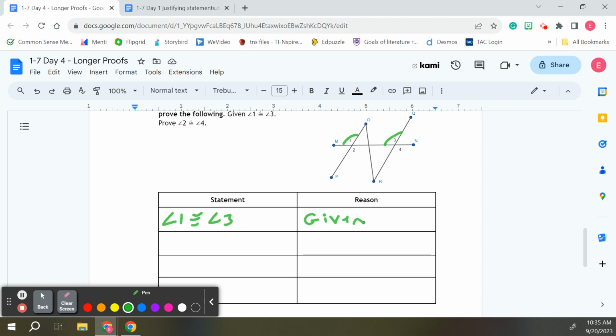Now, what do we notice here? What else? What other angles can be congruent? 1 and 2. Why? Yeah, vertical angles are congruent. Good job. What else is congruent? We got 1 and 2. 3 and 4 by the same thing, right?